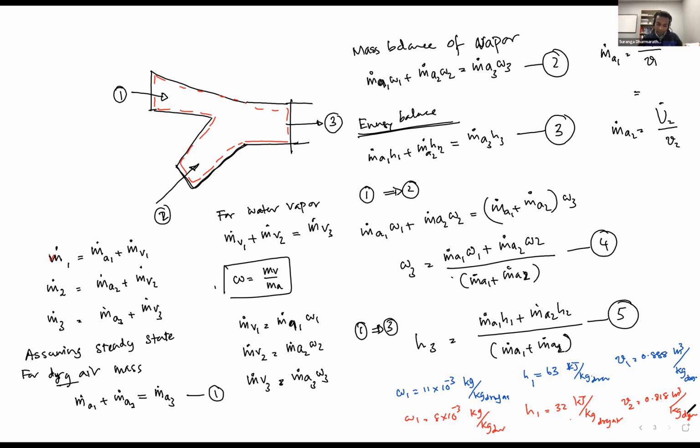Then all you need is to find MA1 and MA2 by using these two equations, and then you plug those into this here, with omega 1 and omega 2, and then you can find omega 3. And then H3 can also be found in the same manner. So let's go into that.